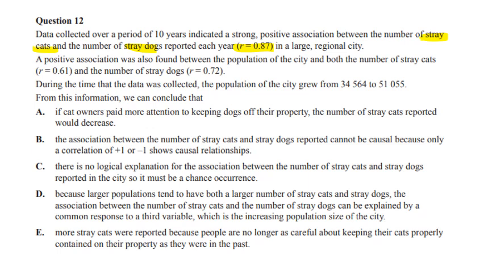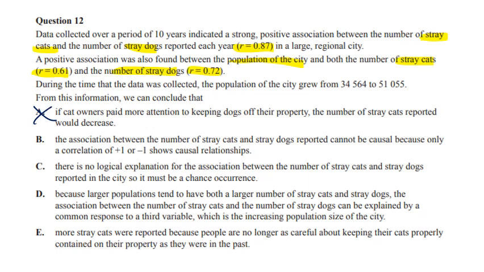But you've also got a correlation between population of the city and stray cats, and also population of the city and number of stray dogs, which is 0.72. So let's have a look at A and see what's the right answer for this. If cat owners paid more attention to keeping dogs off their property, the number of stray cats, that's just gibberish. That's just being a silly one.